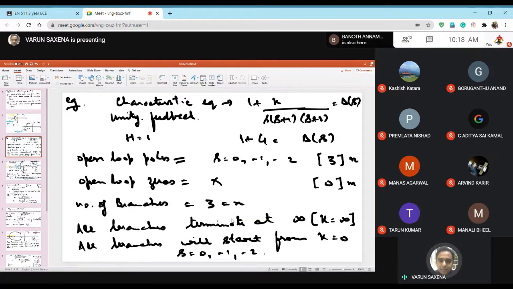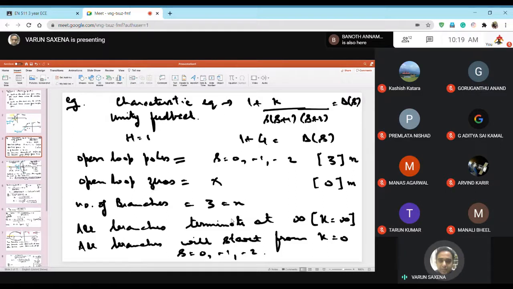So I just took an example. I said let the system be defined by the characteristic equation 1 plus k over s(s+1)(s+2), and h was 1 because it's a unity feedback. So we know that the characteristic equation, which is also represented by delta s, is 1 plus g. So the open loop poles obviously become s equal to 0, -1 and -2, and they are 3 in number, so n becomes 3.